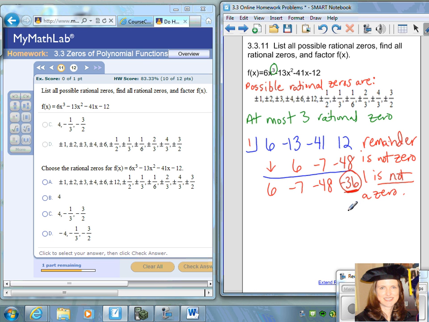Now I've already done this problem, so I know that you don't get a 0 remainder. So if you go ahead and try positive 2, that's not going to work. Try negative 2, that's not going to work. Go ahead and keep trying until you find one that does give you a remainder of 0. The first one that does give you a remainder of 0, if you go in that order, is positive 4.